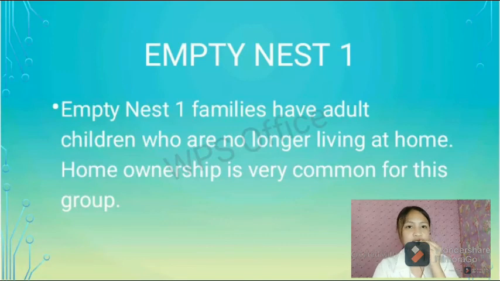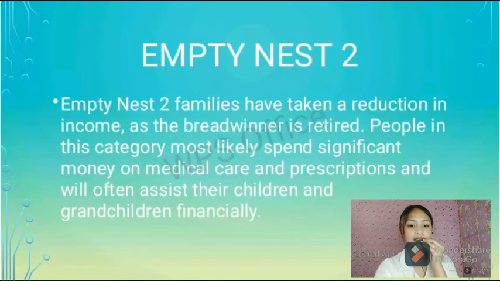The last stage is emptiness. Emptiness has two classifications. First is emptiness 1. Emptiness 1 families have adult children who are no longer living at home. Home ownership is very common for this group. Those in the emptiness category are very likely to spend money on vacations and hobbies and have plenty of retirement money saved. Next is emptiness 2.